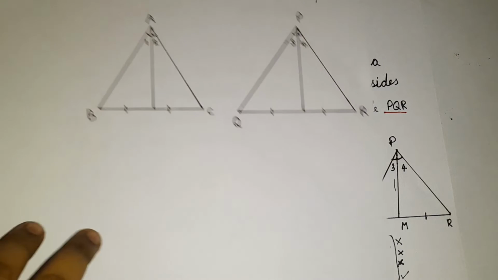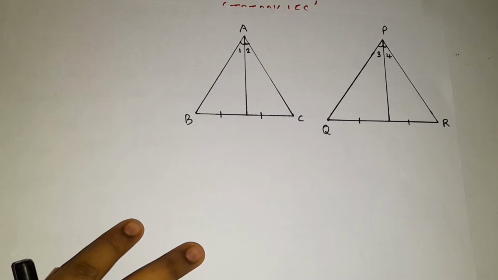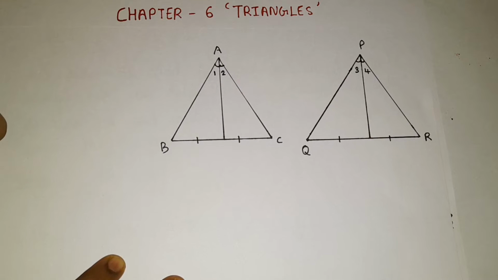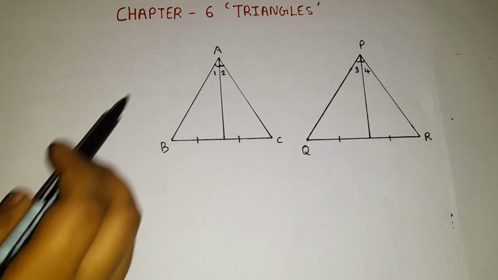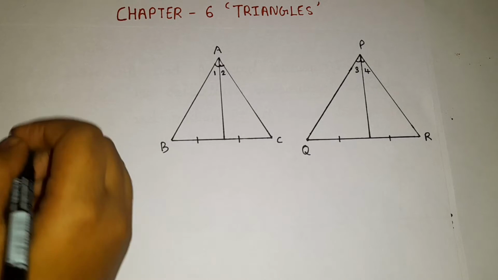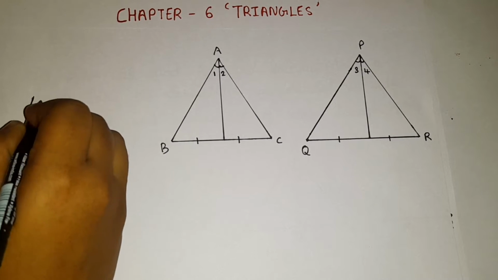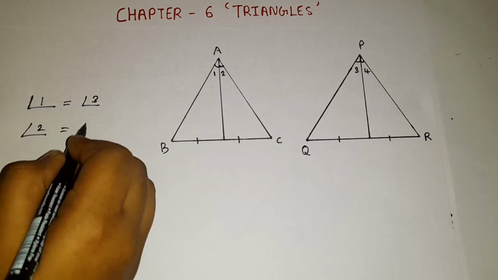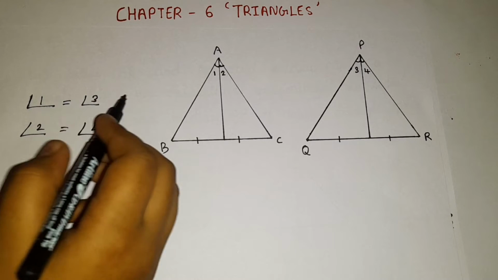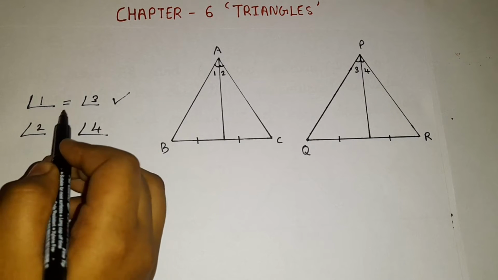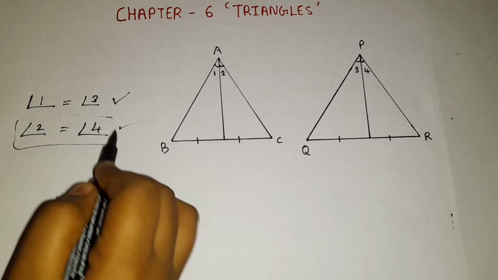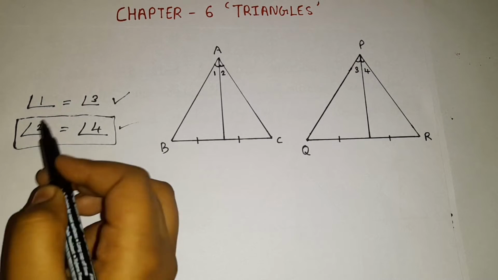Okay, so I just drew the triangle as it is right over here. It is the same figure, so don't worry. Now you can see A, B, C and P, Q, R, and I am supposed to show that angle 1 is equal to angle 3, otherwise I am supposed to show that angle 2 is equal to angle 4. Either one. So now I am going to show that angle 2 is equal to angle 4, because it will be easy to do.